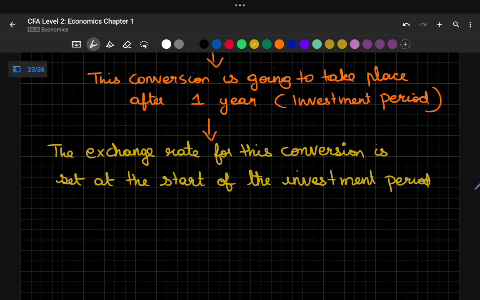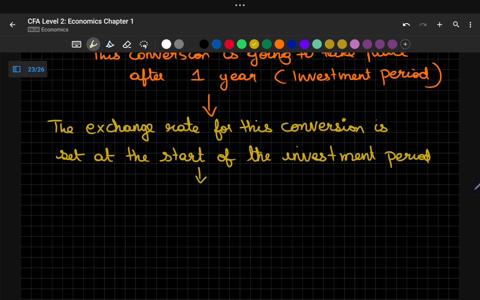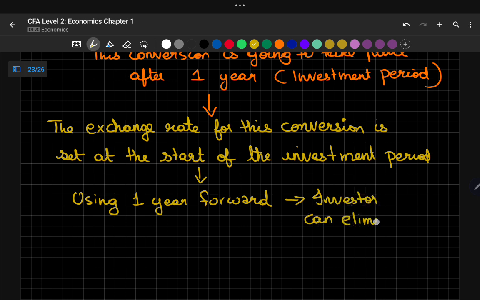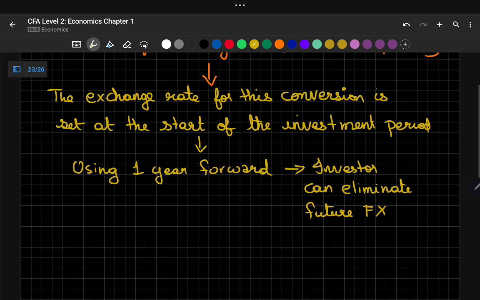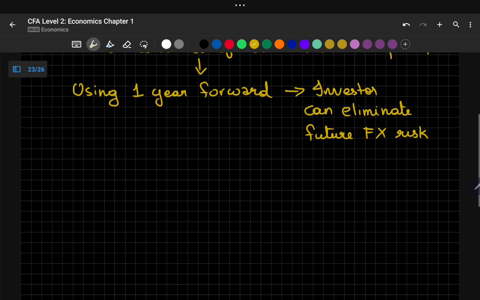Okay. Why is that? Because it is done using a 1 year forward contract for the exchange rate, exchanging the currency at the pre-agreed price. So using a 1 year forward, the investor can eliminate future FX risk, like the risk of any one currency appreciating or depreciating. So the investor will set a 1 year forward rate.